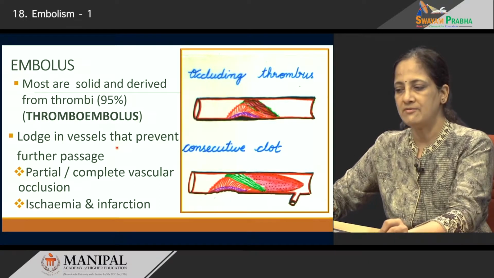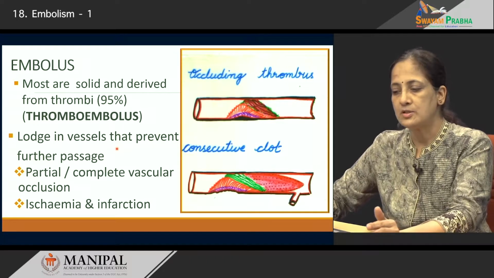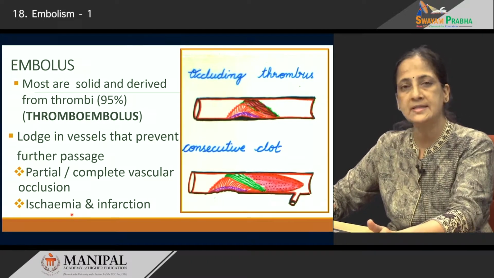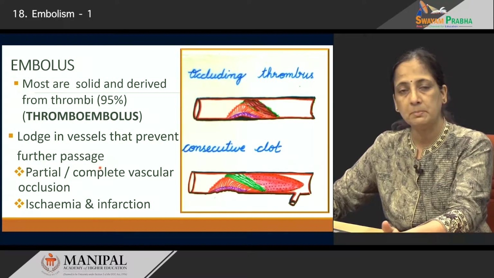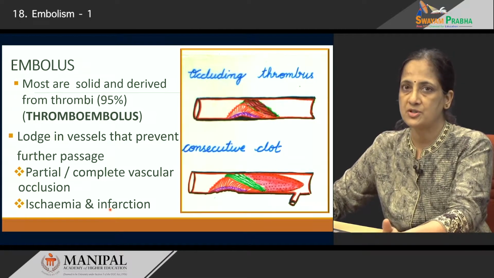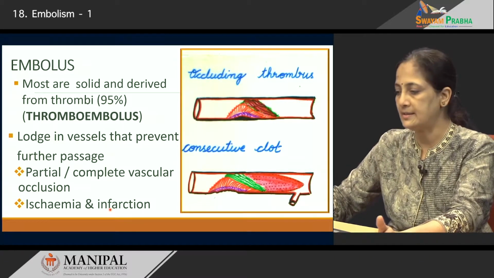These lodge in vessels that prevent their further passage. So, if they cause partial occlusion of the lumen of that vessel, they will result in ischemia of the tissue supplied by the vessel, or if they completely block that blood vessel, it will result in infarction or necrosis of the tissue that is supplied by that vessel.